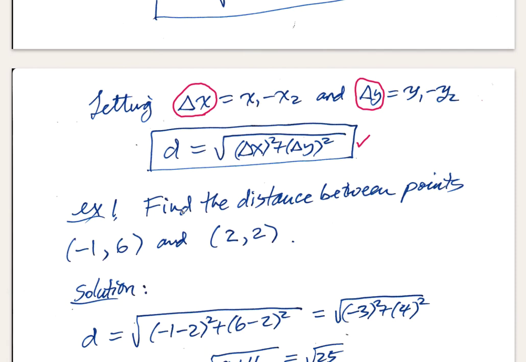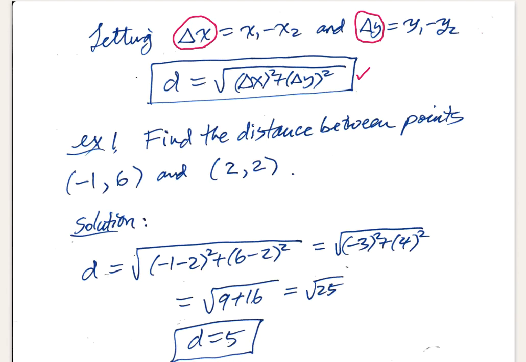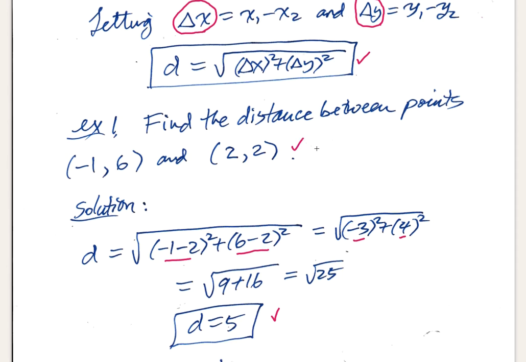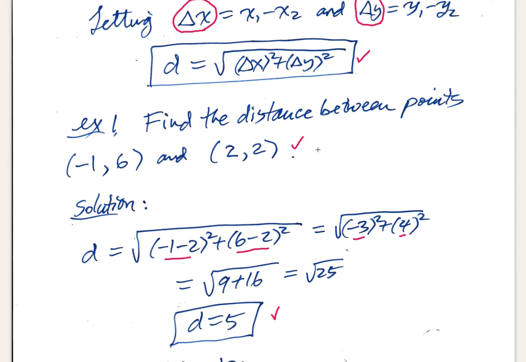Let's just take a concrete example. Find the distance between these two points at -1, 6 and 2, 2. So D is going to be the square root of the change in x squared plus the change in y squared. So that's -3 squared plus 4 squared. That ends up being 9 plus 16, square root of 25. The distance between those two points in the Cartesian plane would be exactly 5 units.